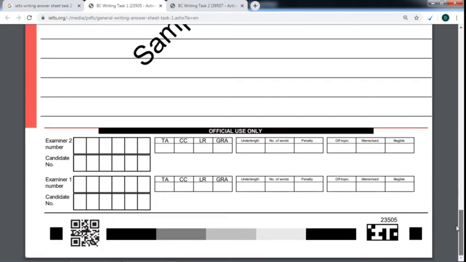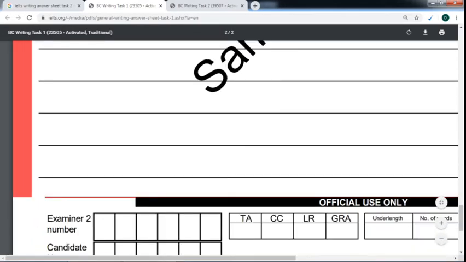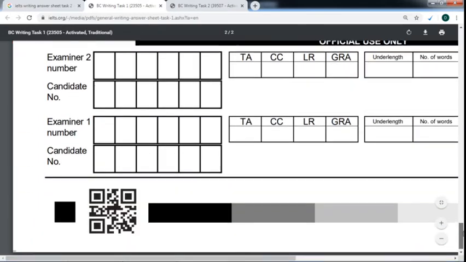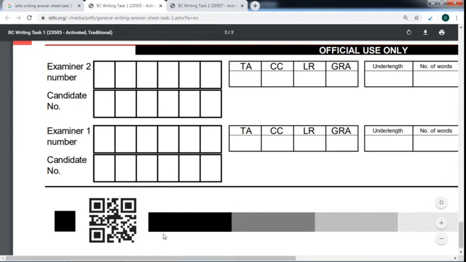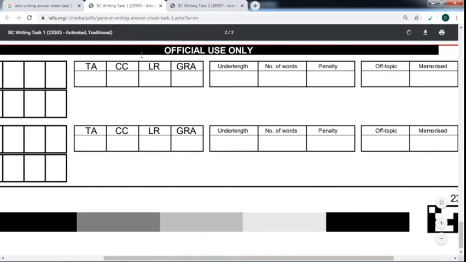At the end of the second page, you can see they are assessed by two examiners, examiner 1 and examiner 2. They would assess your 4 criteria: task achievement, coherence and cohesion, lexical resource, grammatical range and accuracy.